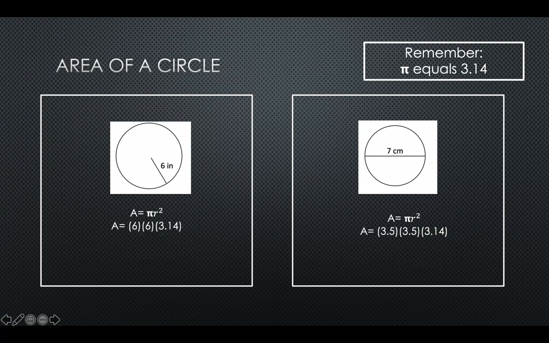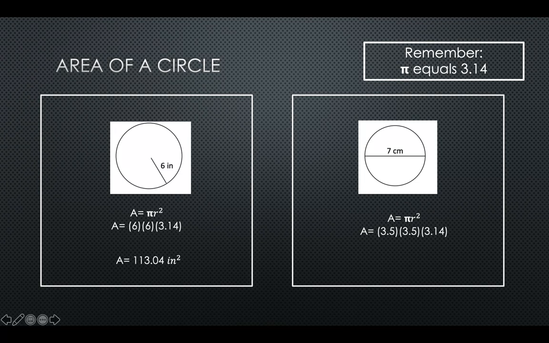Area of a circle, we have our fun song and dance for this one. Again, remember, we're dealing with pi, 3.14. For this one, area equals pi radius squared. So in this case, we know the radius is 6. Remember, squared is multiplying the number by itself, not multiplying it by 2. So 6 times 6 times 3.14 is going to give us 113.04 inches squared.